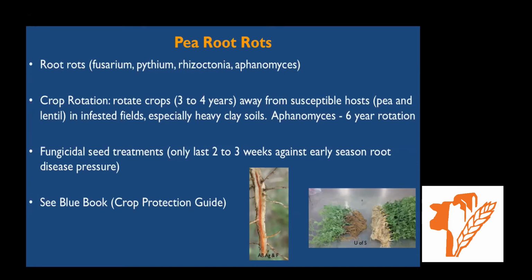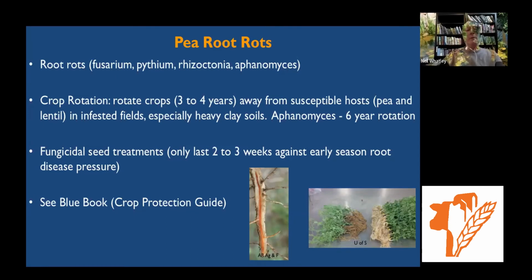Root rots are pretty serious now. They've always been a bit of a problem in field peas. We've got Fusarium, Pythium, Rhizoctonia, and Aphanomyces. Crop rotation is helpful, so stay away from pulses, pea and lentil. Most of the root rots affect both pea and lentil, so stay away from susceptible hosts like pea and lentil for 3 to 4 years, especially in infested fields.